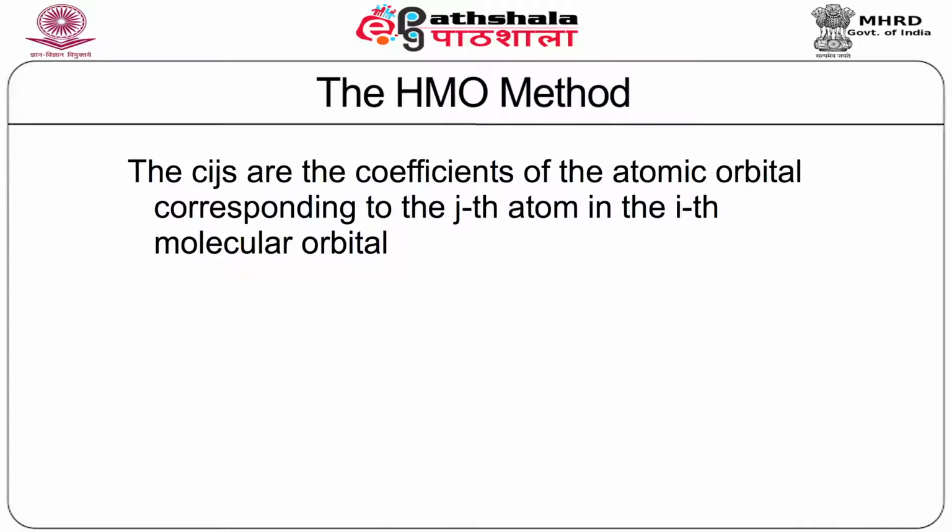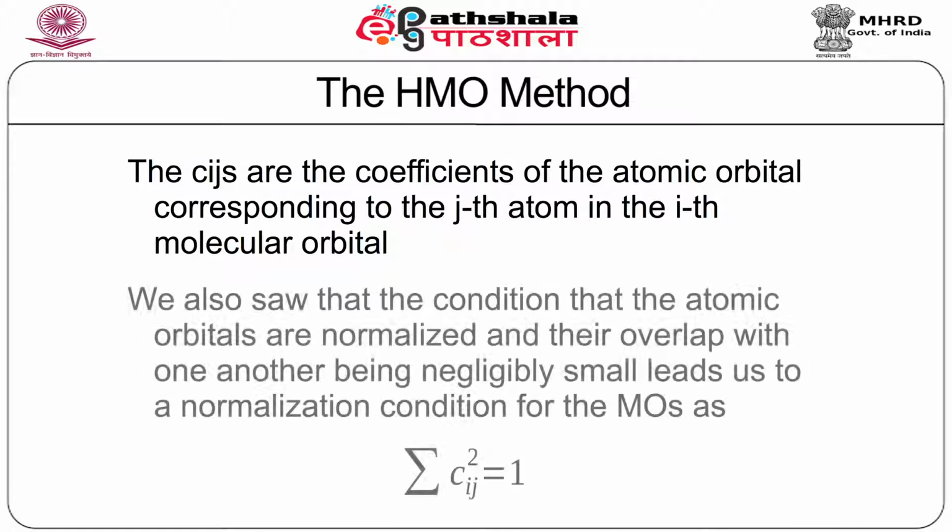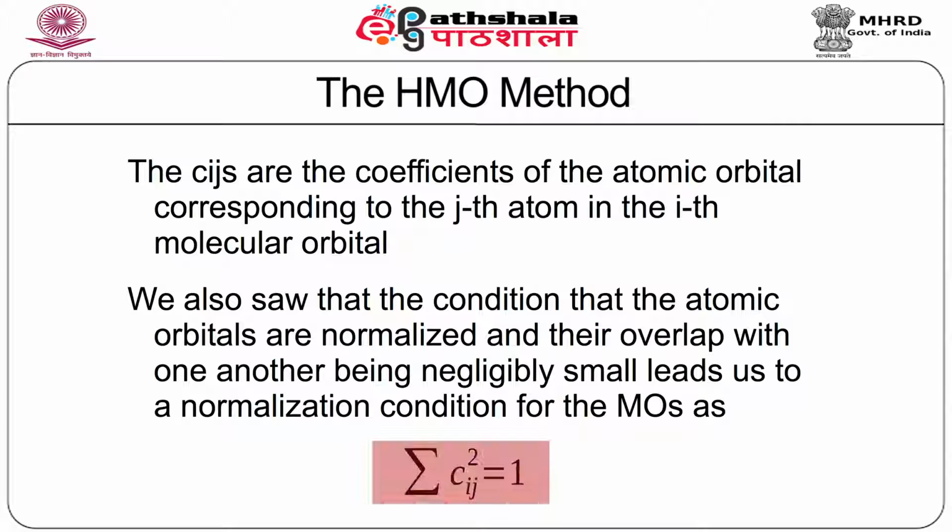The C_ij's are the coefficients of the atomic orbital corresponding to the jth atom in the ith molecular orbital. We also saw that the condition that the atomic orbitals are normalized and their overlap with one another being negligibly small leads us to a normalization condition for the molecular orbitals. And this looks like the equation: sum over j of C_ij squared equals 1.